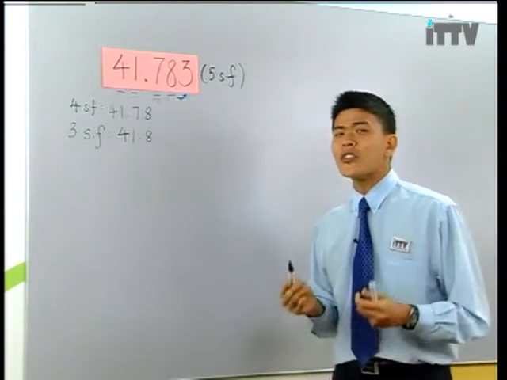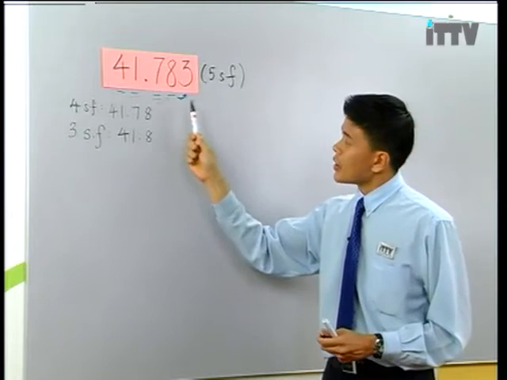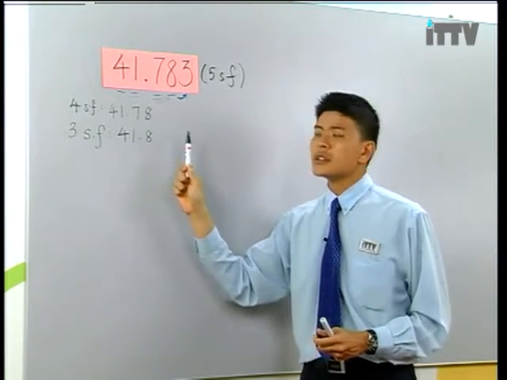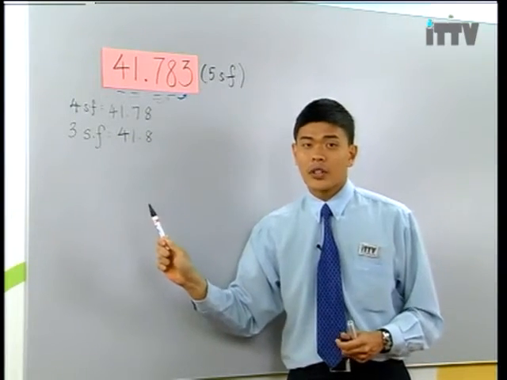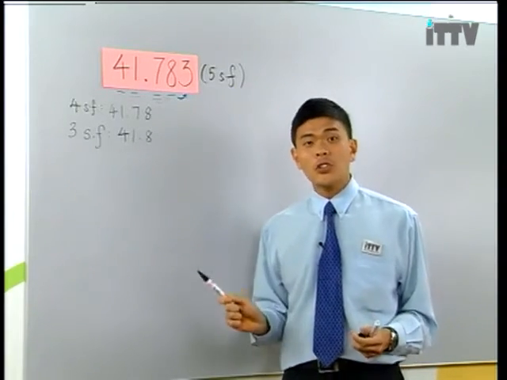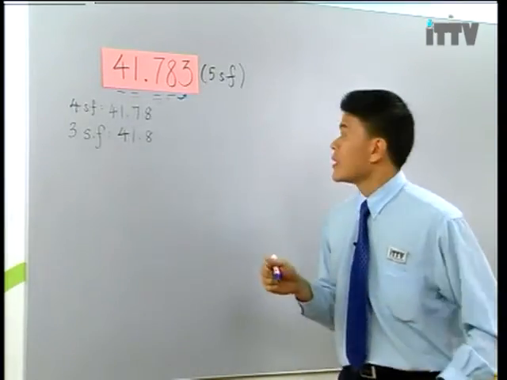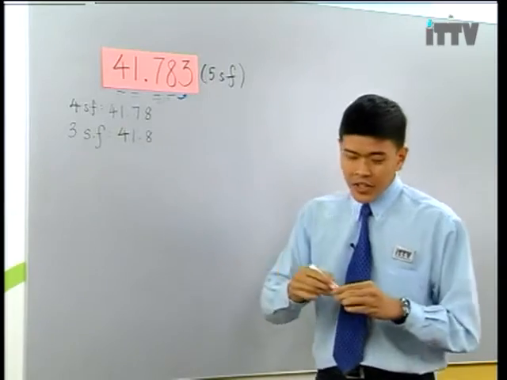What are we doing? We are reducing the number of significant figures. Initially 5, 4, 3 significant figures. Now, what if we want to round it off to 2 significant figures? Repeat the procedure. 2 significant figures.